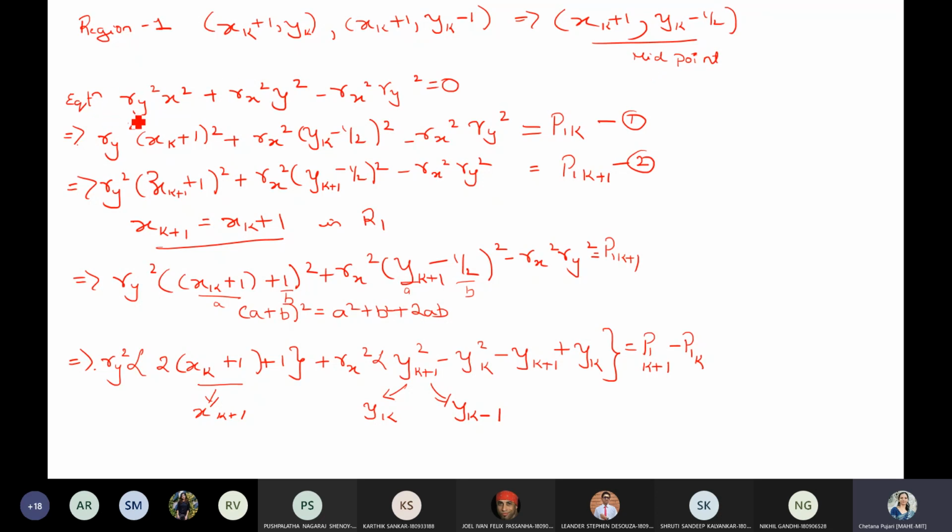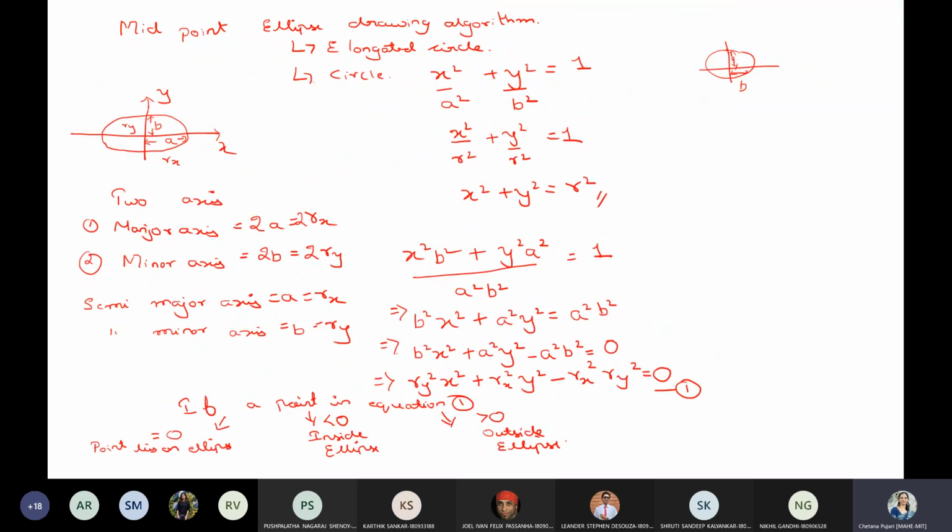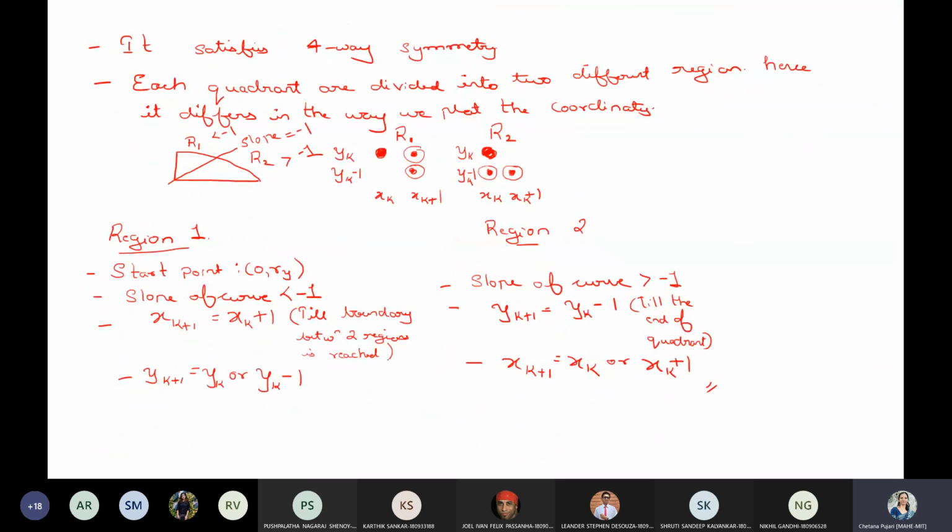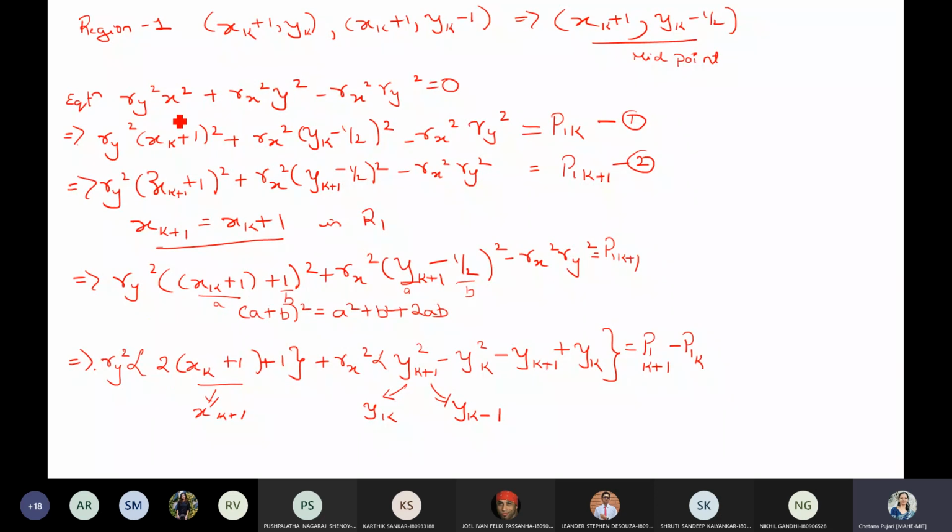Next, in our ellipse equation, we have seen this ellipse equation over here. So we are making use of that equation. Here you are going to substitute your x and y value. What is our x value here? Our x value is xk plus 1, and your y value is yk minus 1 by 2. So we substitute x by xk plus 1 and y by yk minus 1 by 2 in the ellipse equation. So this is our first decision parameter.